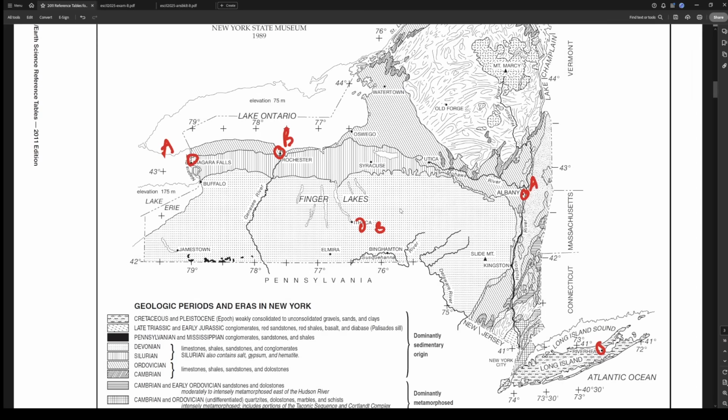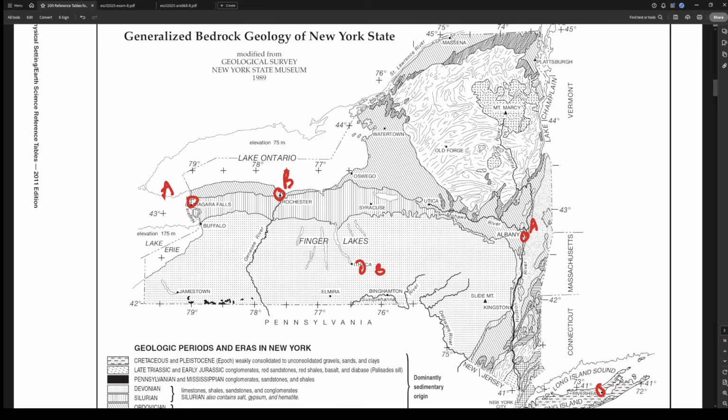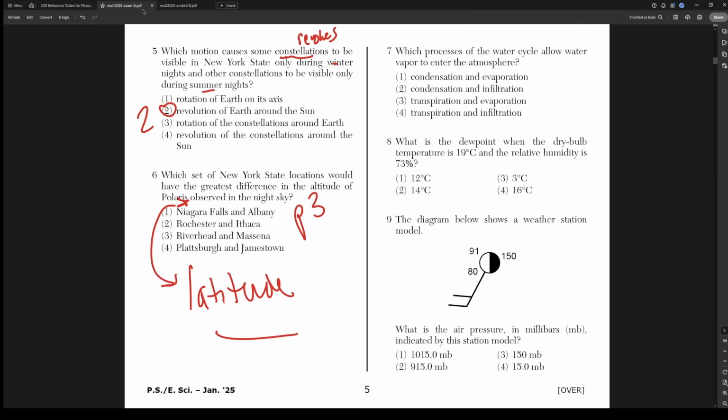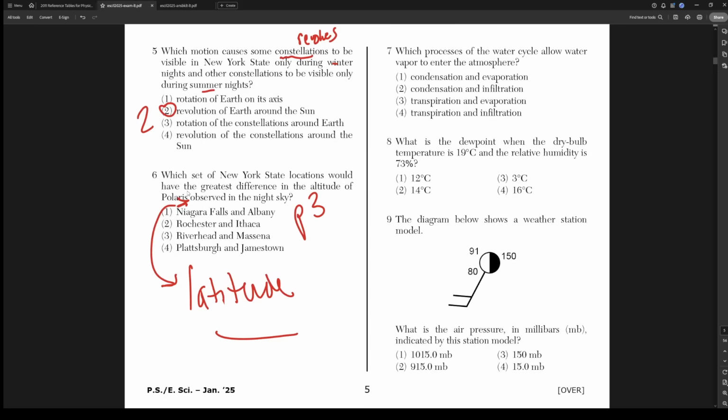Am I not scrolled? Yep, that's why. Look at that separation. Wow. So that's probably going to be the answer because Messina's way more north than Riverhead. But we'll check Plattsburgh and Jamestown just in case. Plattsburgh is here. So this is choice D, and Jamestown is going to be here. So that's pretty good separation, but Riverhead and Messina win by a lot. So that's going to be 3.